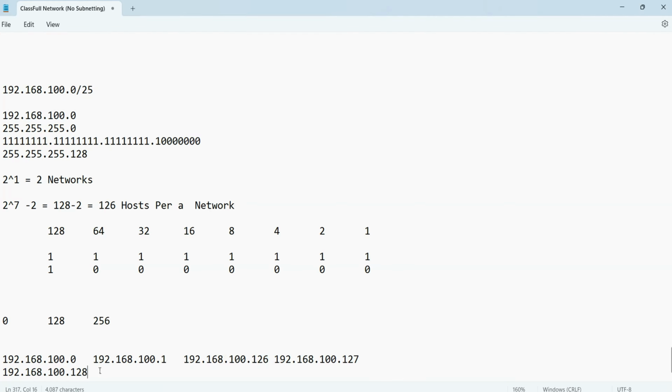Then this is a network ID. I cannot put it as an IP address. 192.168.100.129 is the first host. My last host is 100 dot what? Yes, 254, and the broadcast is 100.255. See that? This is really the possibility of subnetting for a Class C.